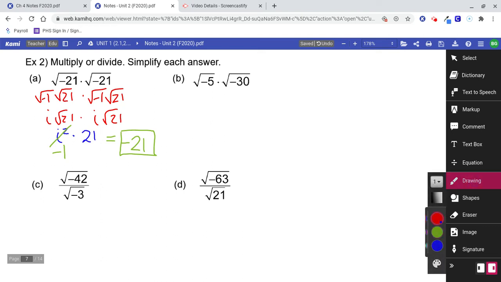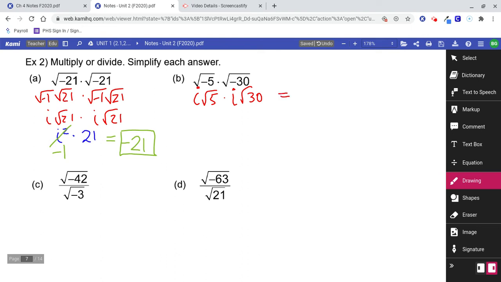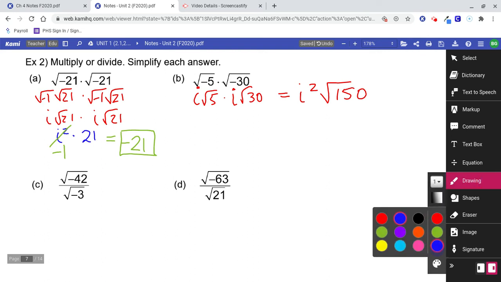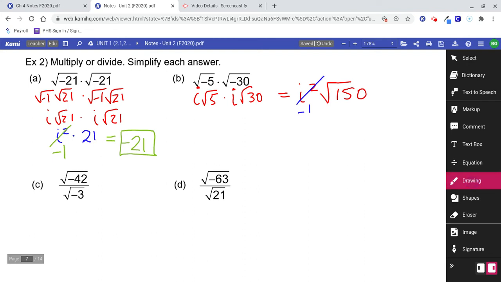Next one. Let's skip a step here and just say that negative is going to be an i. Okay, square root of -1 is i, so we're going to have i times the square root of 5 times i times the square root of 30, right? Well, we can combine our radicals. We can multiply those and get 150, but we'd have i squared times the square root of 150. Well, we should know that i squared is equal to -1 because we have that memorized.